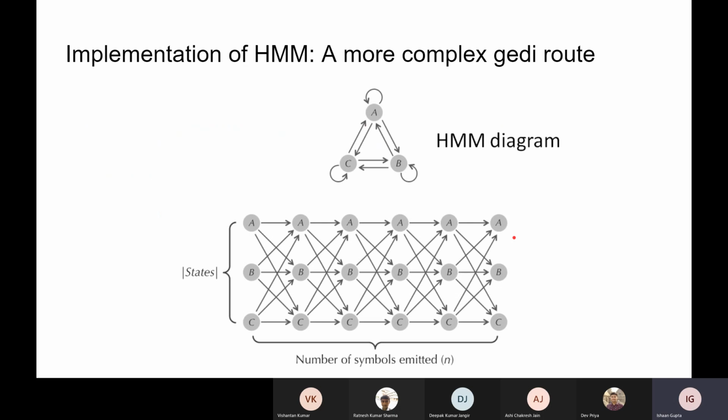So how does this actually look? This looks more like the more complex route that we were talking about in the dynamic programming algorithm. In a dynamic programming algorithm, you could only travel, say, east or south.